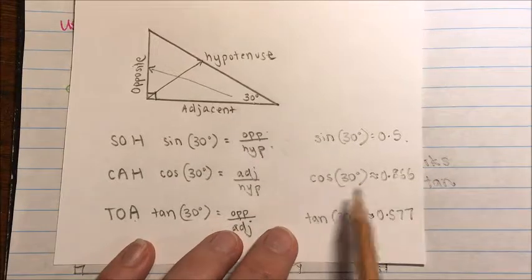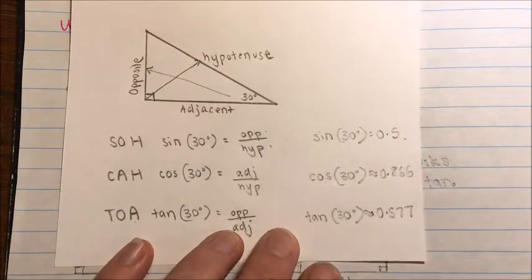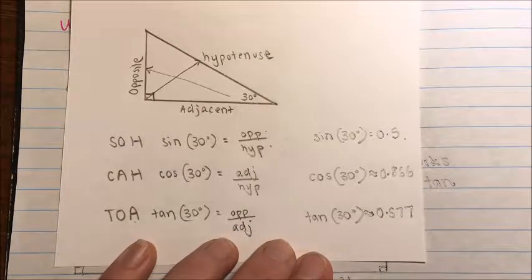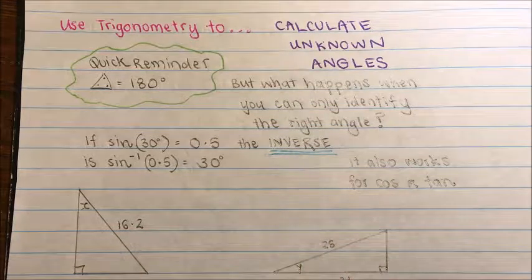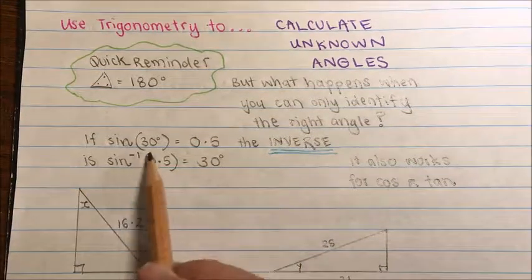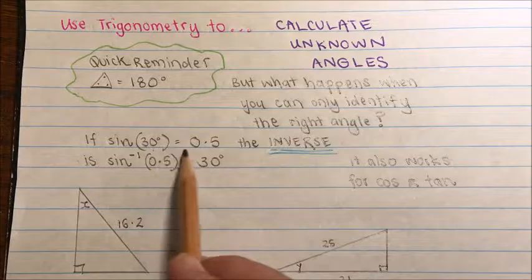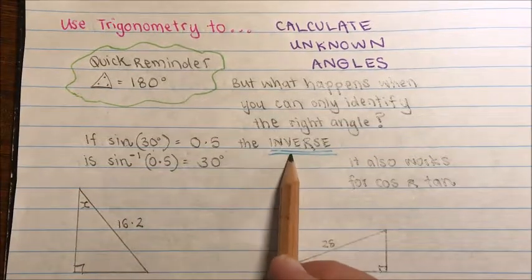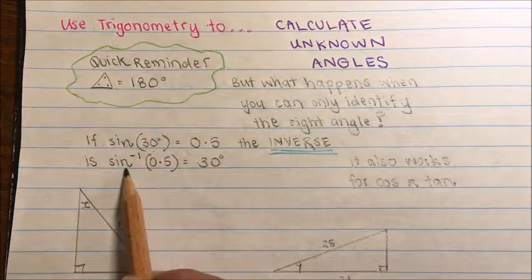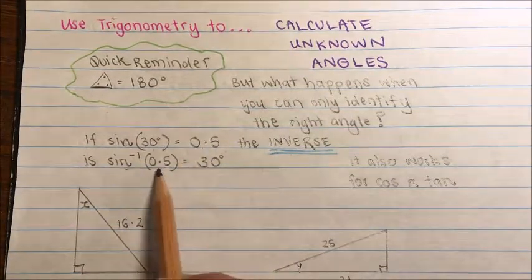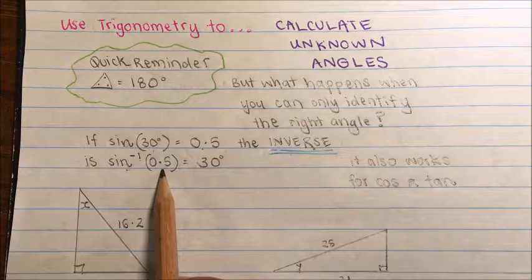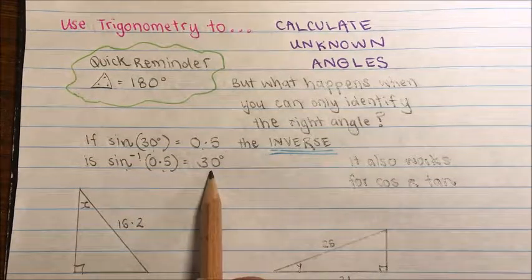So, just like I could use these numbers and these relationships to work out missing lengths, I can do this in reverse. And I can do this in reverse by using the inverse of that relationship. So I'll just show you what I mean by that. Essentially, if the sine of 30 degrees is 0.5, then the inverse is sine to the power of -1, and this time I pop the result in to get the degrees.